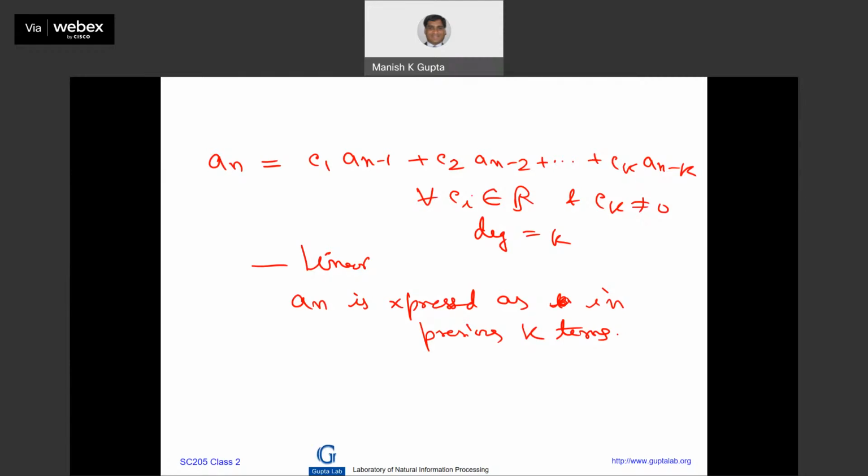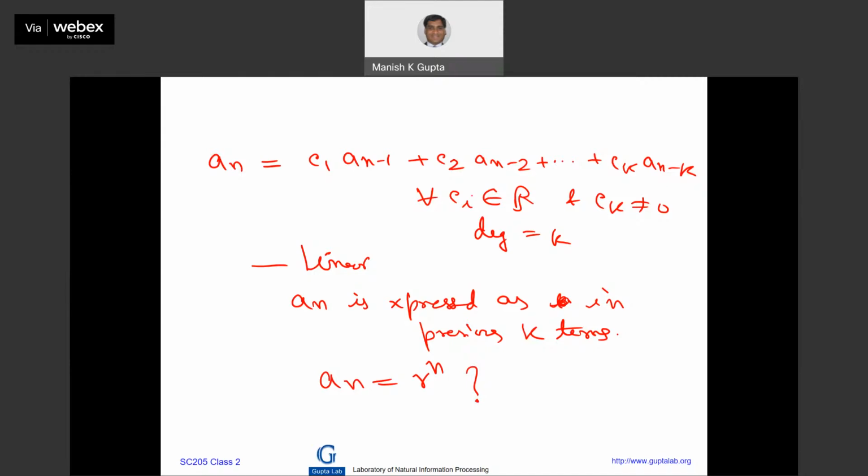So what kind of solution should we seek? It should be... there is no e business here. What should it be? Right? We seek a solution of the form an is equal to r raised to power n. We want to check for some r, can I have a solution like this?